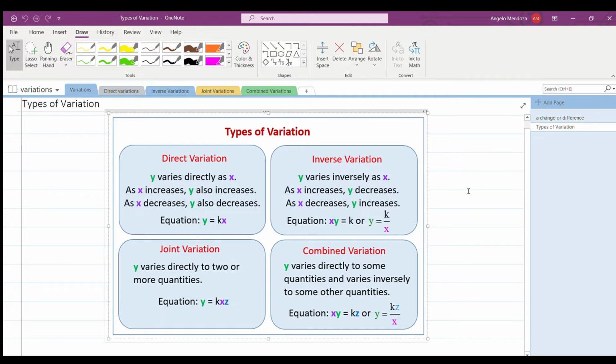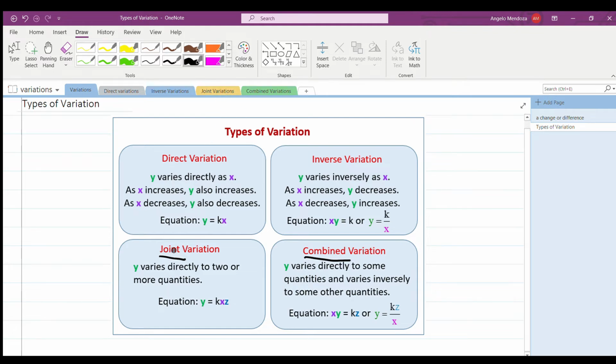Hello, good day! So we are now with the third and fourth type of variation. We have the third one, which is the joint and combined variation. In our previous videos, I already discussed direct and inverse variation. So let's start off with joint variation.